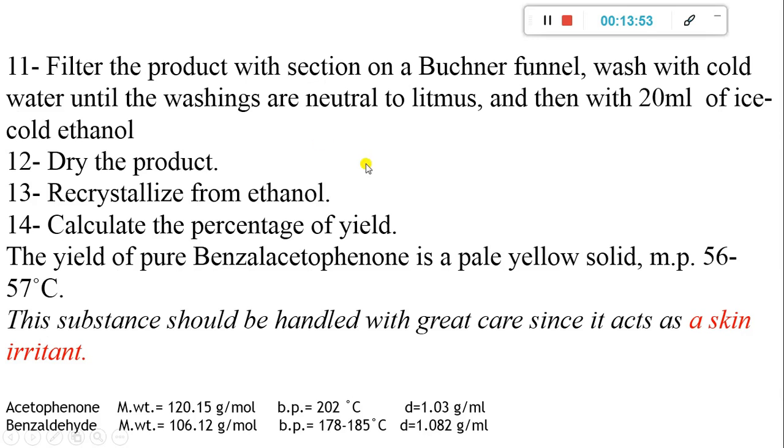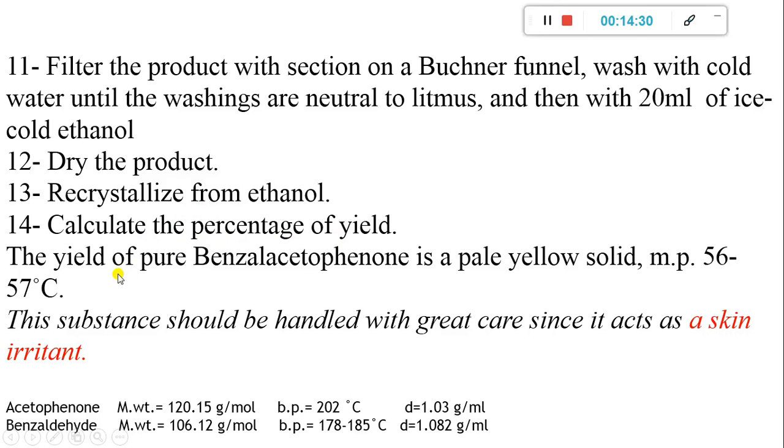For the second week, start by filtering the product with suction on a Buchner funnel. Then wash this product with cold water until the washings or the filtrate are neutral to litmus, and then with 20 ml of ice cold ethanol to dissolve other impurities from the reaction. Then dry the product, recrystallize it from ethanol, and calculate the percentage yield.